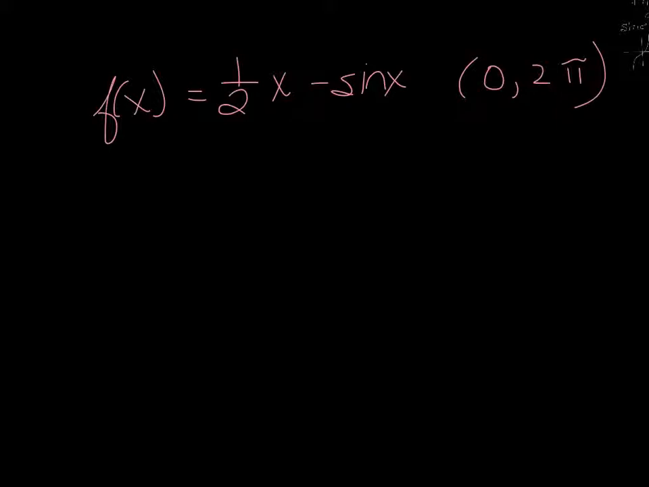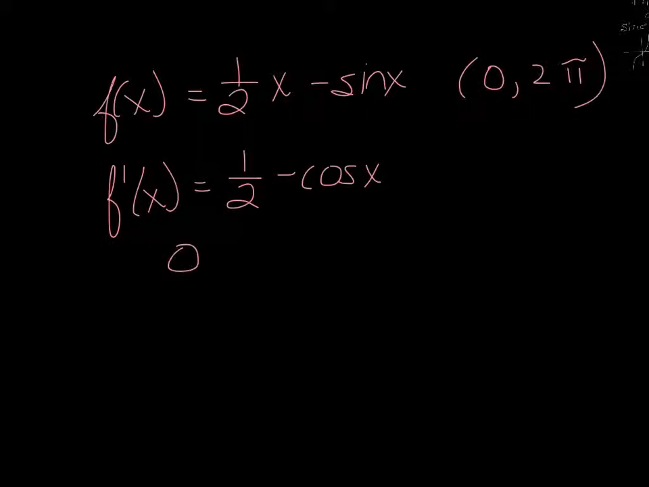Okay, I want to find the extrema in the interval from 0 to 2 pi. You can do that. What's the first step? Find the derivative. Paul, what's the derivative? Well, it looks like we have 1/2 minus cosine x. 1/2 minus cosine x is our derivative. Now I have to find critical numbers. Where does the derivative equal 0?